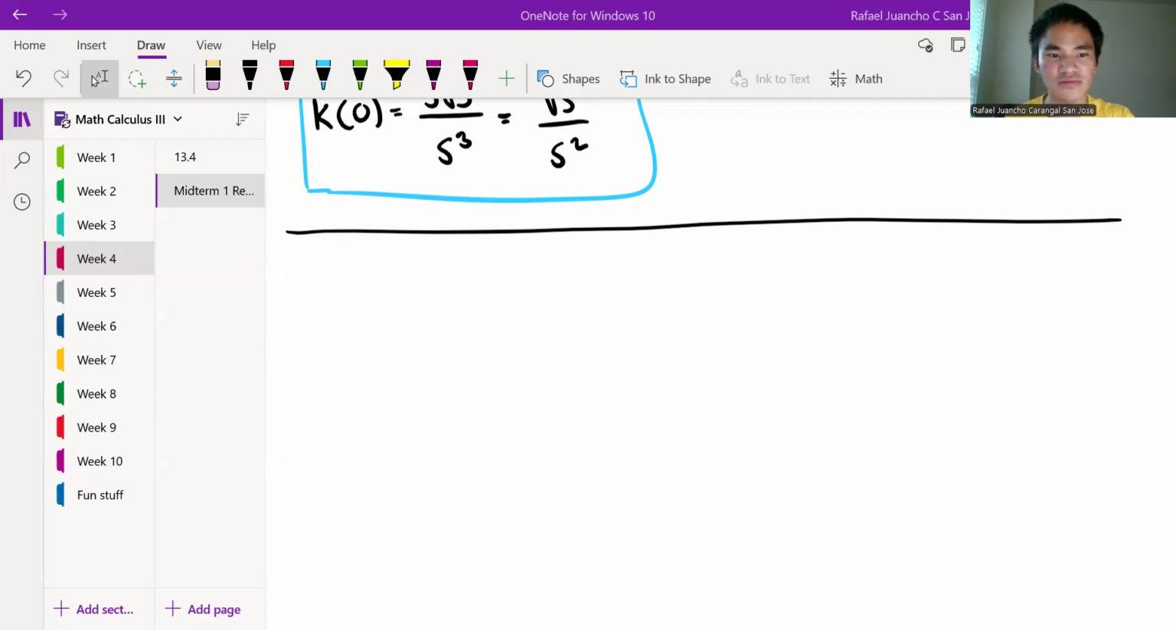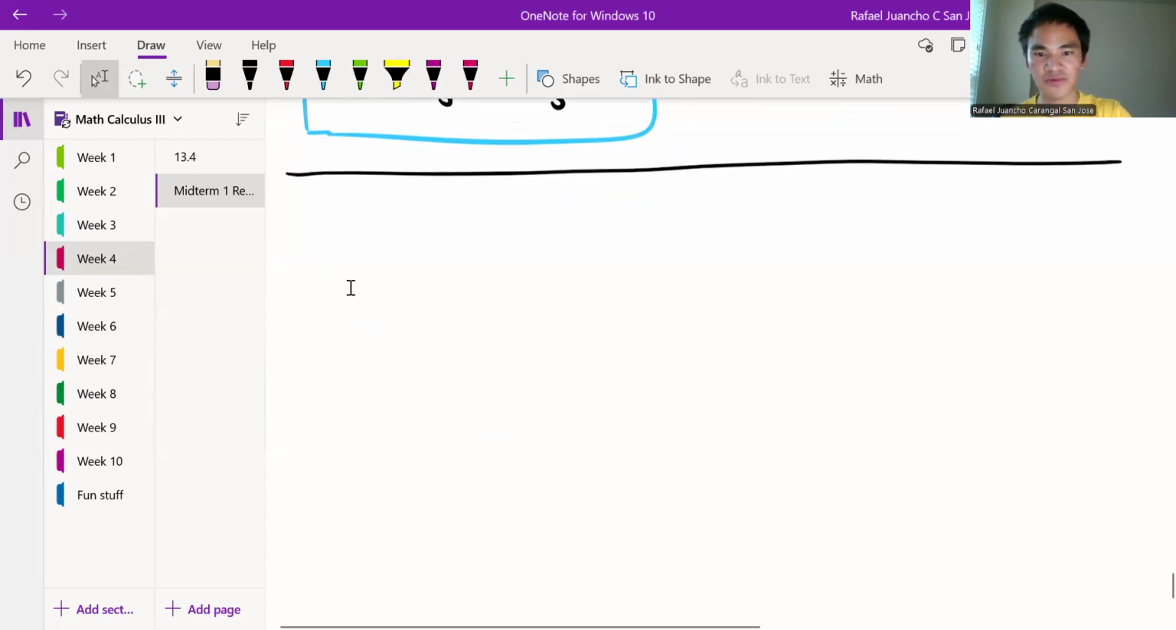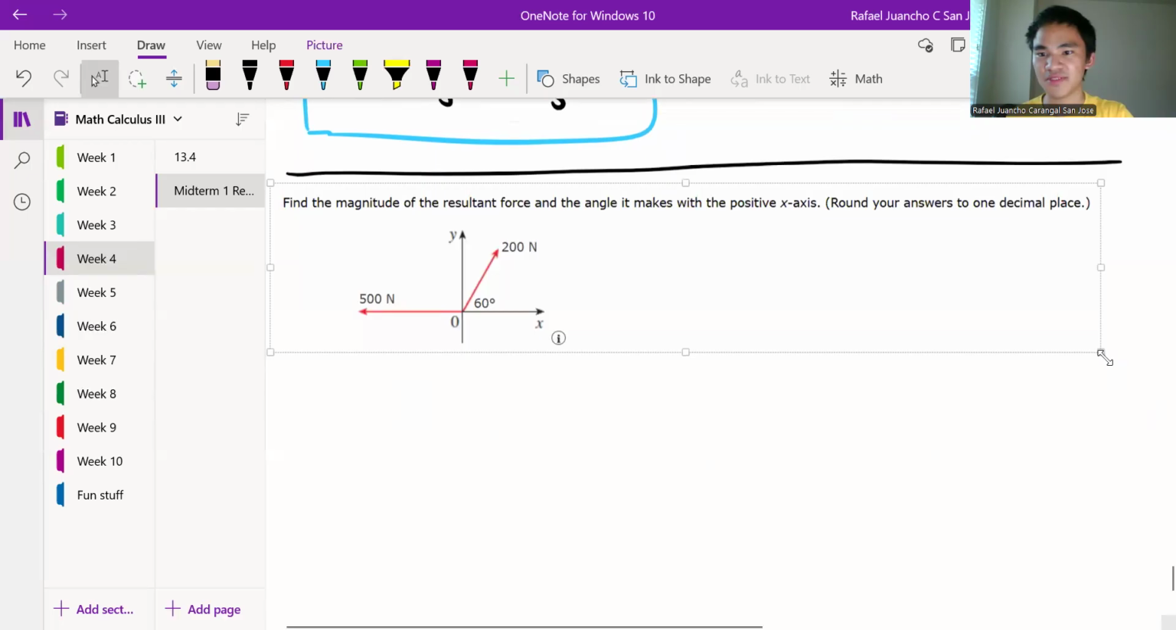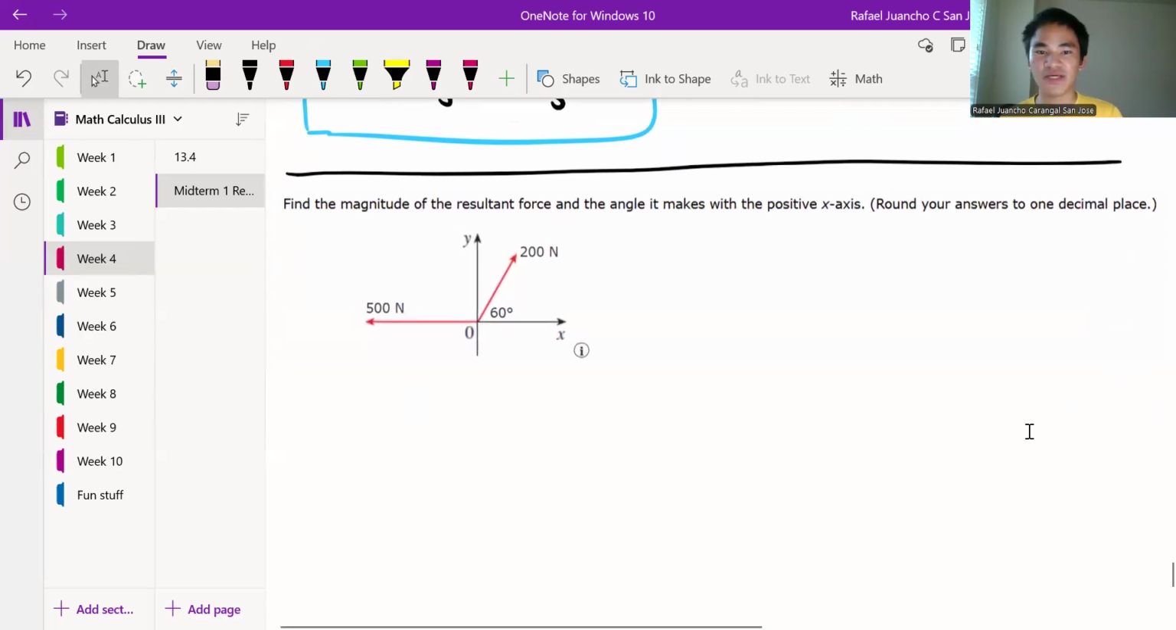Okay, so here's one problem that I think is hard. I'm just copy pasting it. I think one problem here is this. This one looks hard. We're being asked to find the magnitude of the resultant force and the angle it makes with the positive x-axis.